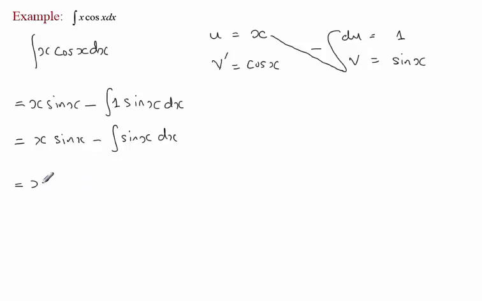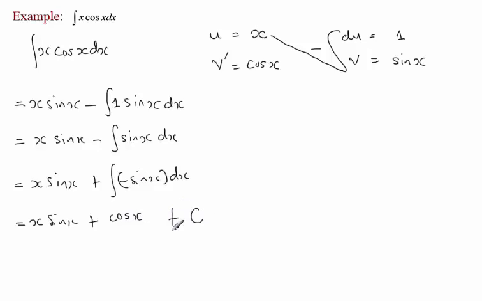Come to the next place and say x sine x plus integral of minus sine x dx. I just incorporated that minus sign inside the integral. Then what happens now? It is x sine x plus, this is the derivative of cos. The integral says here is the derivative. How do I get the function? By integrating. So it's just cos x plus c.